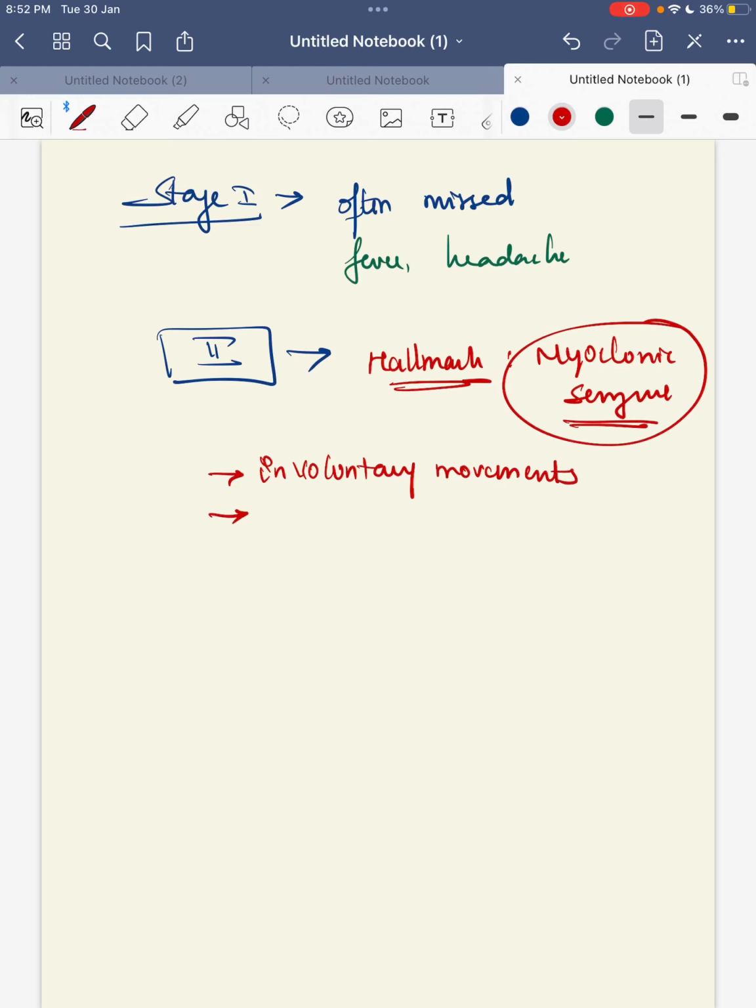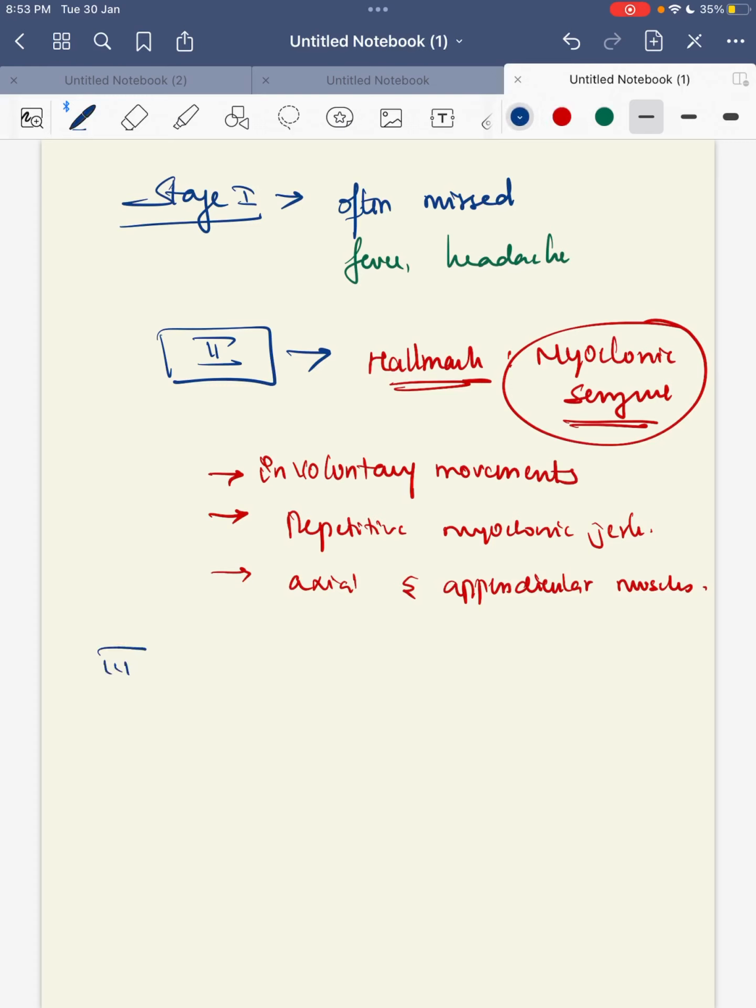If possible, I will show the video of the child. The patient will have involuntary movements and repetitive myoclonic jerks. This can occur in both the axial and the appendicular muscles, not specific to one group of muscles. This occurs because of inflammation in the deeper part of the brain, that is, in the basal ganglia.